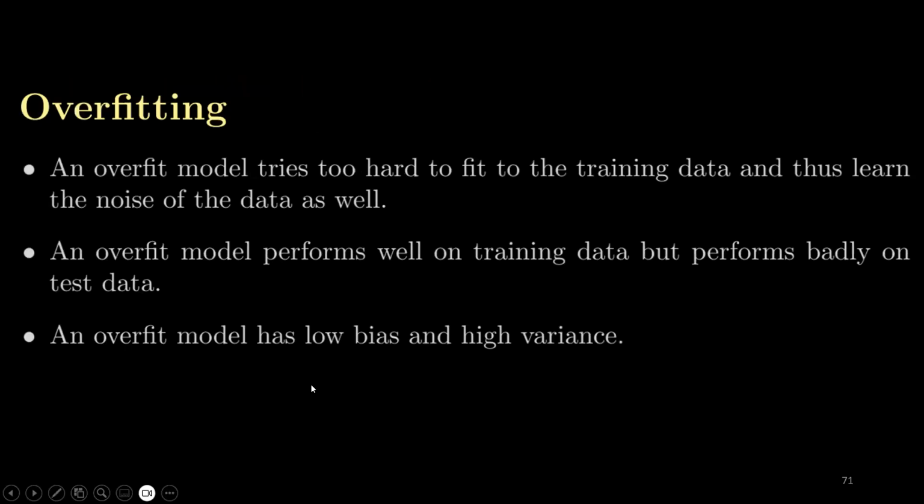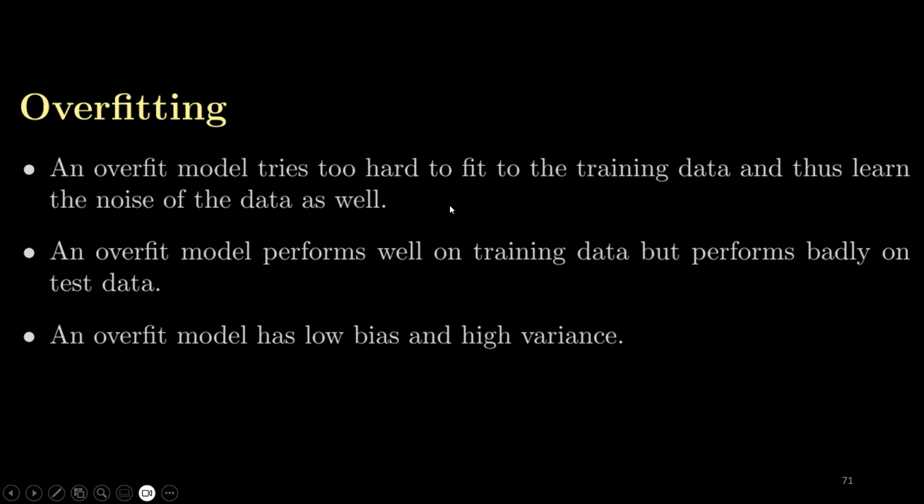So here is overfitting. An overfit model tries too hard to fit the training data and thus learns the noise of the data as well. An overfit model performs well on training data but performs badly on test data. An overfit model has low bias and high variance. So basically, if the model is overfit, it tries too hard to learn some extra things.